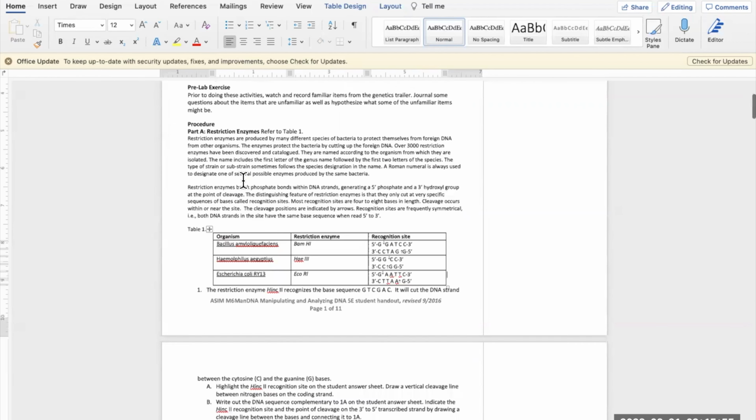So now you need to know the difference between fragments and base pairs. The fragment is the actual line of DNA. So this would be considered a fragment. This would be considered a fragment. And then of course the G, T, C, and A are considered the base pairs.